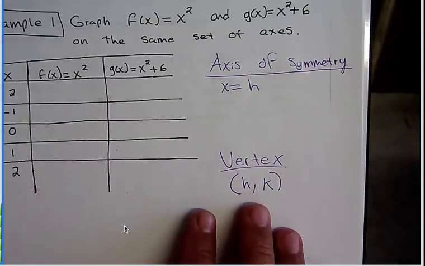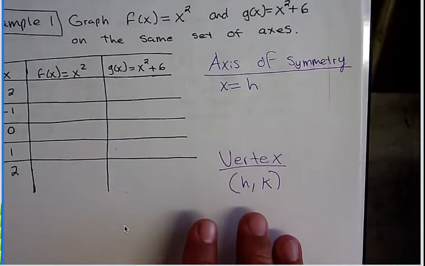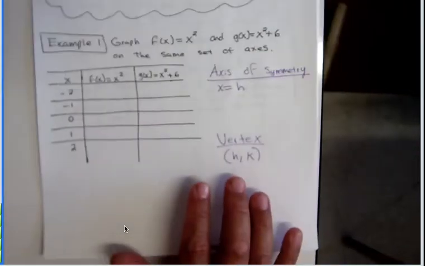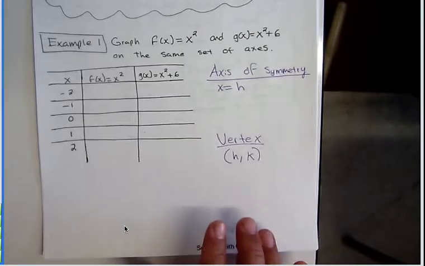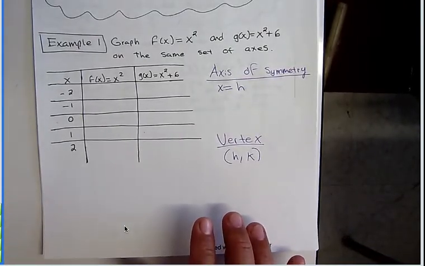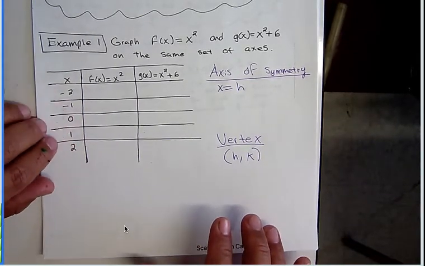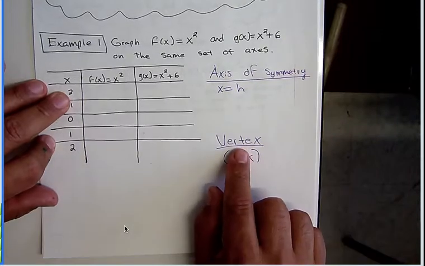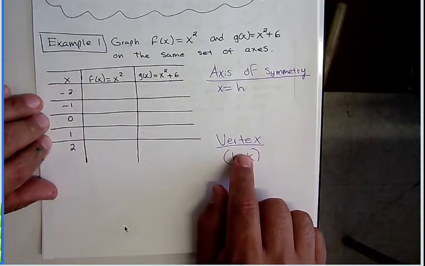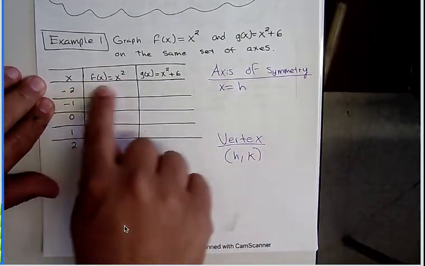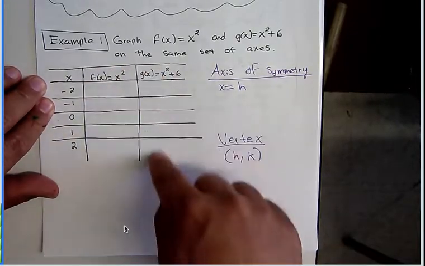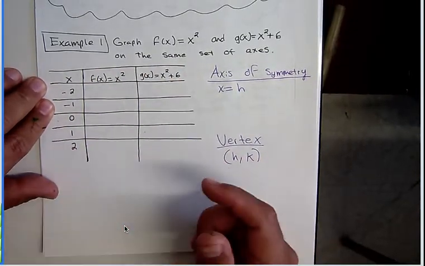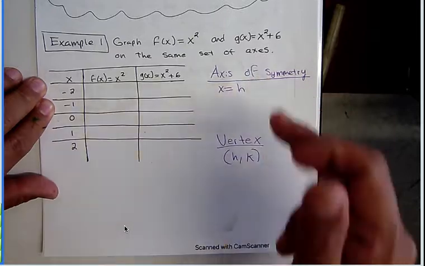I'm going to go fast because I don't want the video to be too long. It's just graphing. So we're graphing quadratic equations. They want you to know the axis of symmetry, the vertex, and to find the y values and graph them. Label this and label this, and you're done.